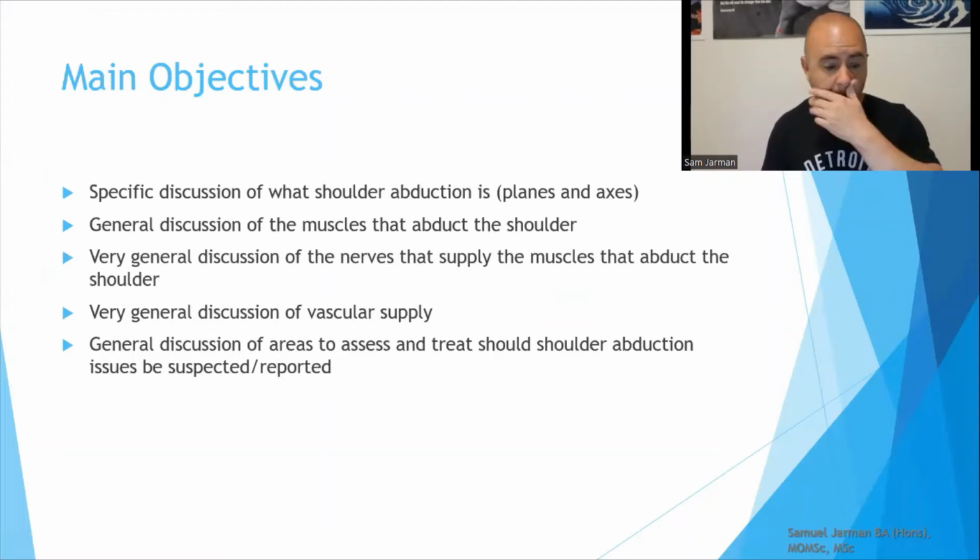So our main objectives are to have a specific discussion of what shoulder abduction is, such as in the form of the planes and axes, a very general discussion of the muscles that abduct the shoulder, a very general discussion of the nerves that supply those muscles, a very general discussion of the vascular supply, and a general discussion of the areas to assess and treat should shoulder abduction issues be suspected or reported.